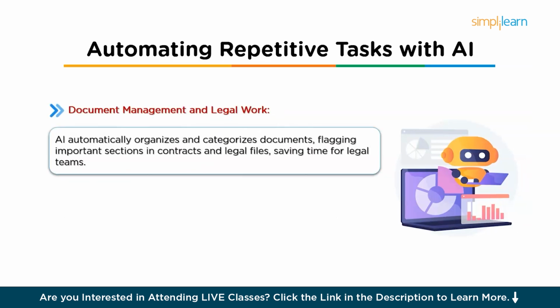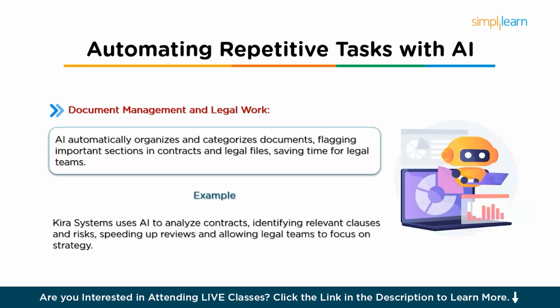And then it can be used in document management and legal work. So AI can automatically organize and categorize documents, which saves legal teams and other departments a great deal of time. So for example, Kira Systems uses AI to analyze contracts and legal documents quickly, identifying relevant clauses and potential risks. So this speeds up the contract review process, allowing legal teams to focus on high-level strategy.